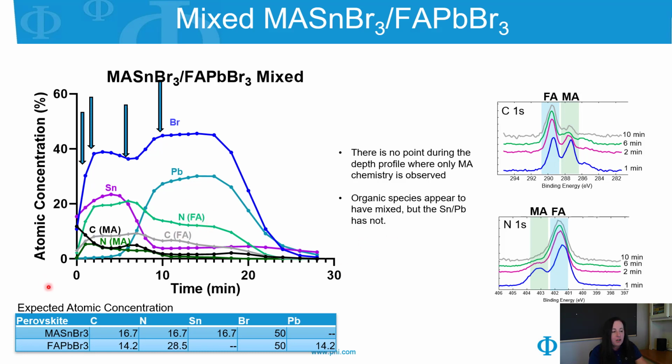So if we then go and we look at the spectra, we see that after 1 minute, so just after a surface cleaning, we already see contributions from both methylammonium and formamidinium in both the carbon and nitrogen spectra. So based on these results, this would indicate that what has happened is that the B sites stayed separate, but the A sites have begun diffusing.